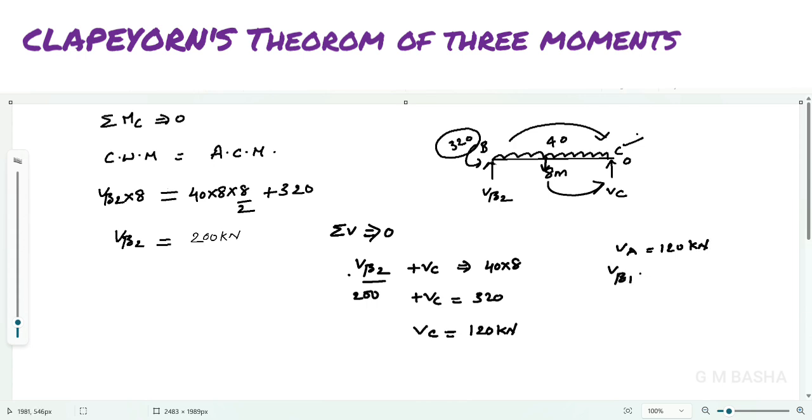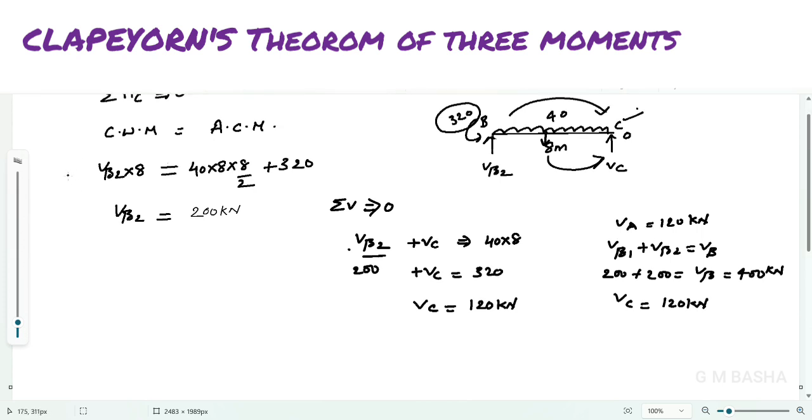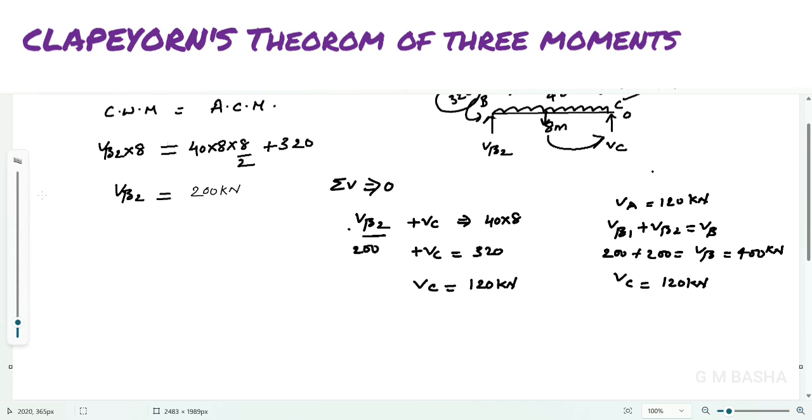VB1 plus VB2 equal to VB, which is 200 plus 200, so VB equal to 400 kilonewton, and VC equal to 120 kilonewton. So once you got the equation, these are the vertical reactions on the span: VA, VB, and VC. After knowing the vertical reactions, it is easy to draw the shear force diagram.